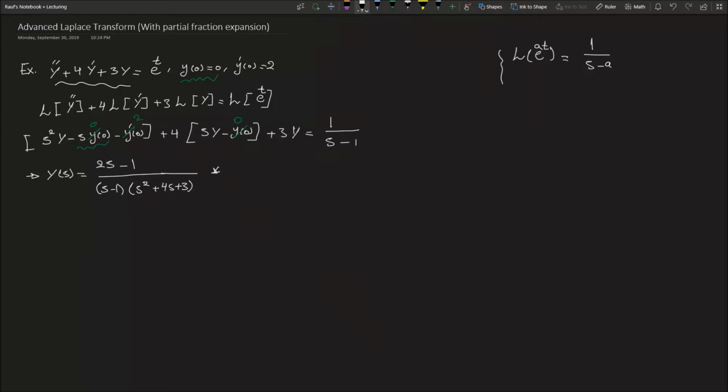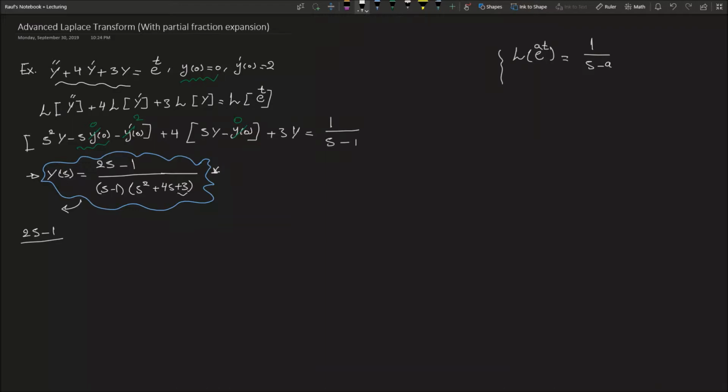Now the next step is how to make this form to be in terms of y of t, so that we have a solution in terms of t. That's what we want. In terms of s is not enough. So the easiest way is to use the partial fraction expansion. What you do, from here you take this term, you put it on the left hand side of the equation, 2s minus 1.